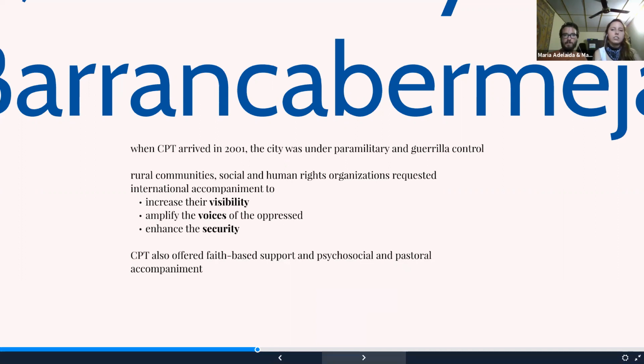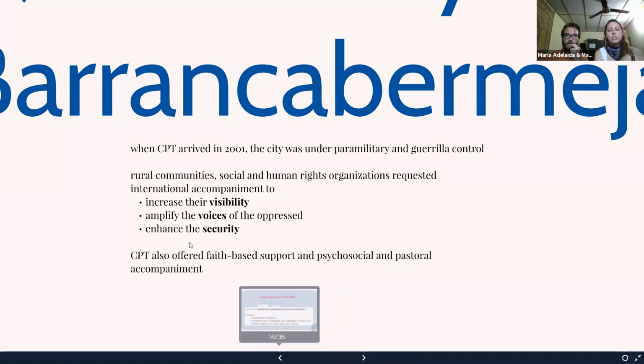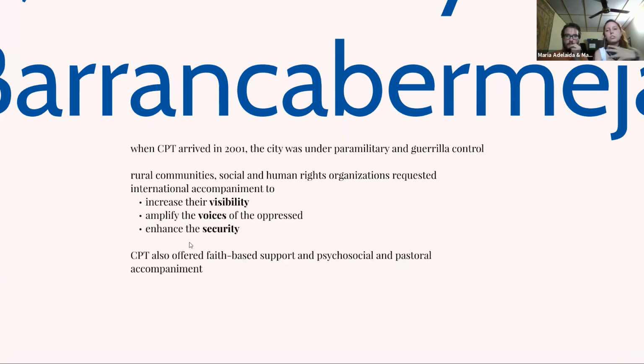Barranca Bermeja was one of the most conflicted areas in Colombia. So we have here a lot of rural communities, a lot of social and human rights organizations, and they have requested international presence to accompany them. Why? Because they needed to be more visible nationally and internationally to amplify their voices, the voices of the oppressed, and enhance their security. We will talk about why we accompany the communities and why they feel safer with us.